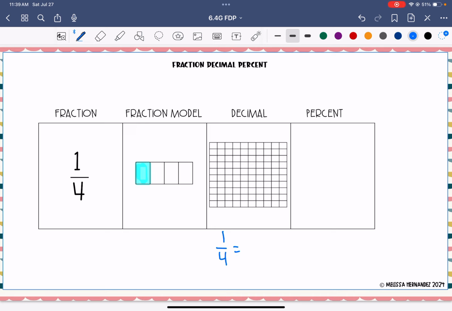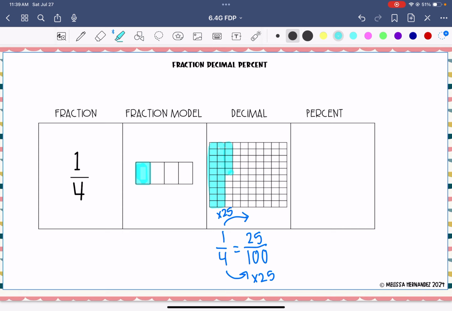So my denominator is 4, however, I need my denominator to be out of 100. So 4 becomes 100 by multiplying it by 25. I'll multiply the numerator by 25. So that means I'm going to shade in 25. And so these are columns of 10. So I'm going to shade in 2 of them, which will be 20, and then I just need 5 more.